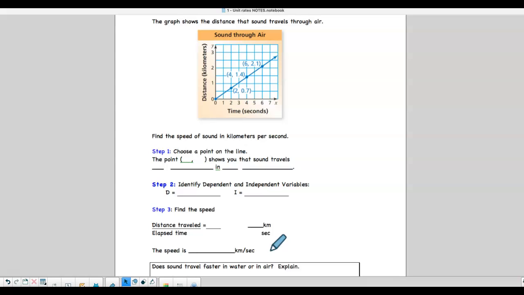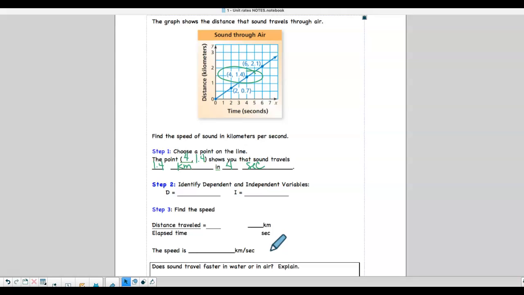Okay, flip the page and let's talk about sound through air. This graph shows the distance that sound travels through air. We just talked about how fast sound travels through water. Now we're going to talk about it traveling through air. So we want to find the speed of sound in kilometers per second. Is it going to matter which point I pick on the line? Absolutely not. We can pick any point. Let's choose this one. The point 4, 1.4 shows that sound travels 1.4 kilometers in 4 seconds. Right? It took 4 seconds to travel 1.4 kilometers.